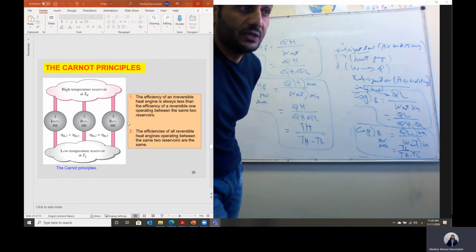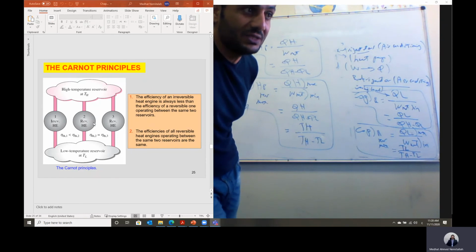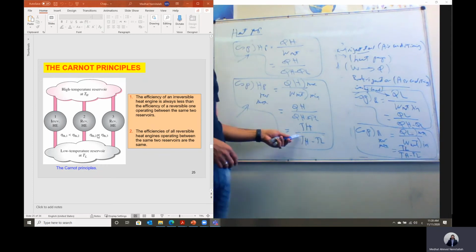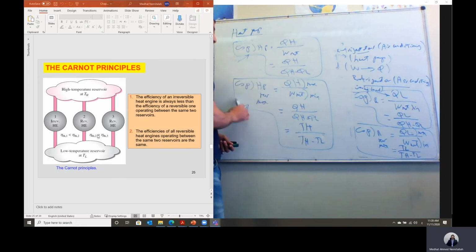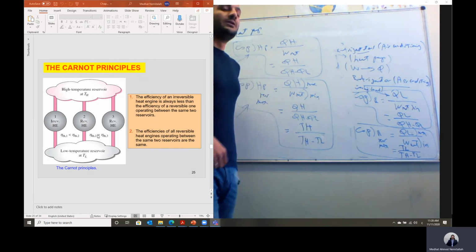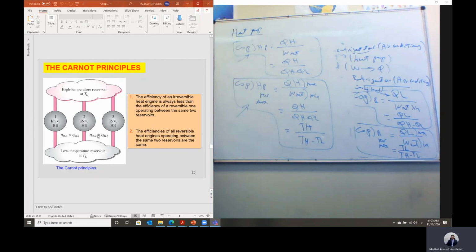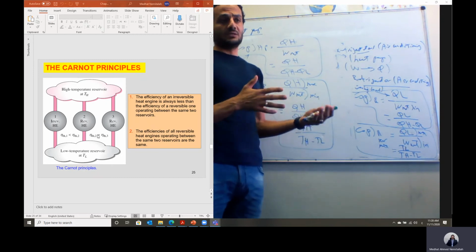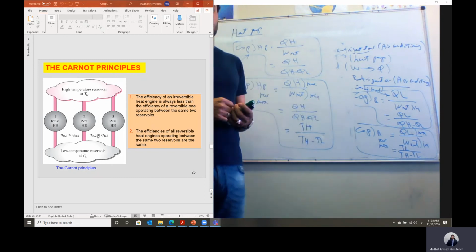But the second Carnot principle is that if we have two reversible heat engines working between the same T high and the same T low, they should have the same efficiency. And that is clear from here. If we have two heat engines with the same T high and same T low, the coefficient of performance should be the same in this case. So if two reversible heat engines, not actual ones, because actual ones may have some losses, and one of them is bigger than the other, then in this case the efficiency will be different.